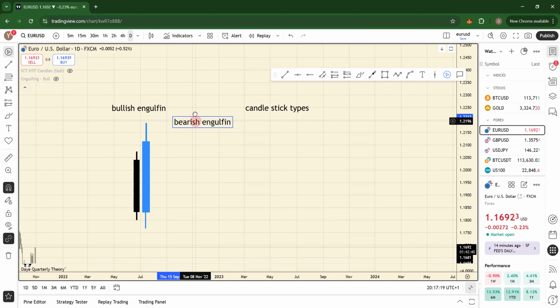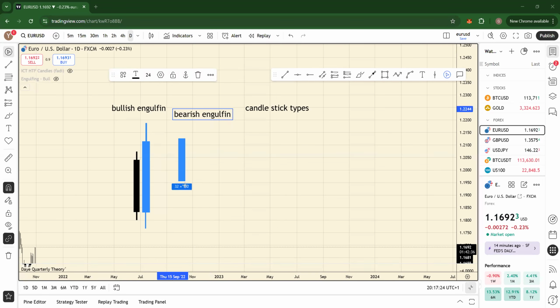Now, for a bearish engulfing, we have a bullish candle. That means price opens down and closes up, right? Now, if price closes up, the next candle is supposed to open next to the close of the previous one. When a candle closes, it doesn't take even a second for the other one to open. So the moment this one is closing, another one is opening right here.